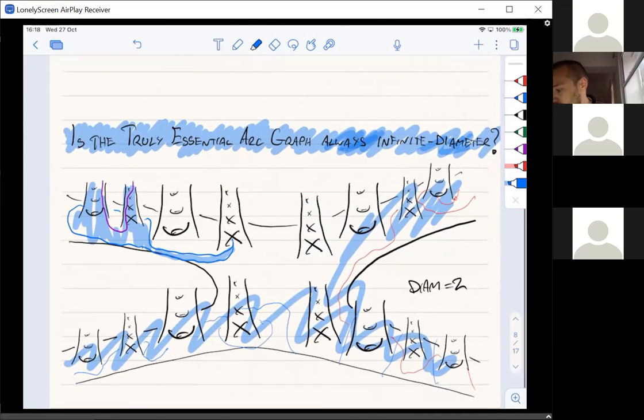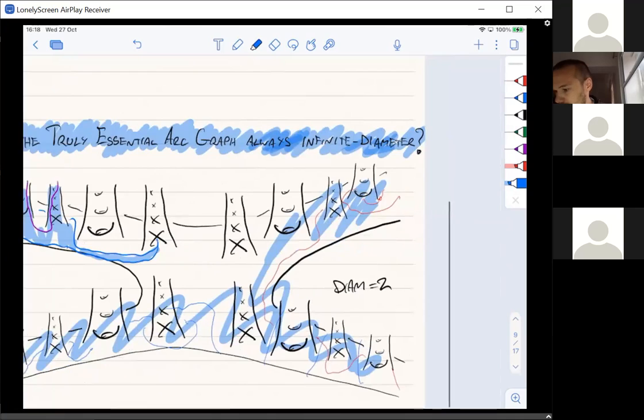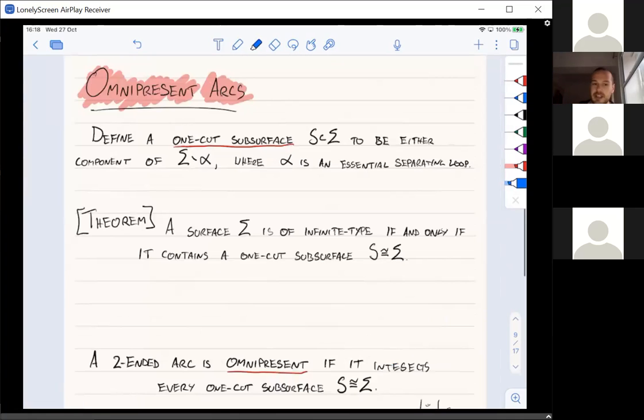So truly essential doesn't quite work, but omnipresent arcs, which is the next step up in levels of essentialness, are the things we're going to look at. So let's define it carefully. A one-cut subsurface is just some component of sigma minus alpha, where alpha is an essential separating loop.